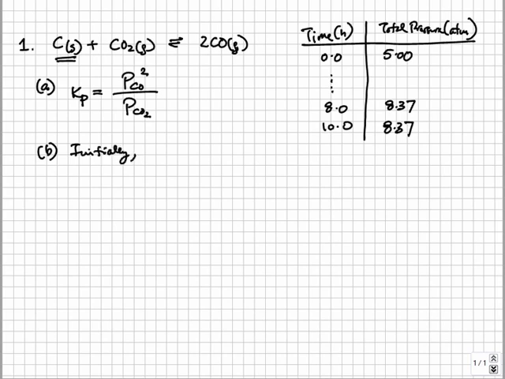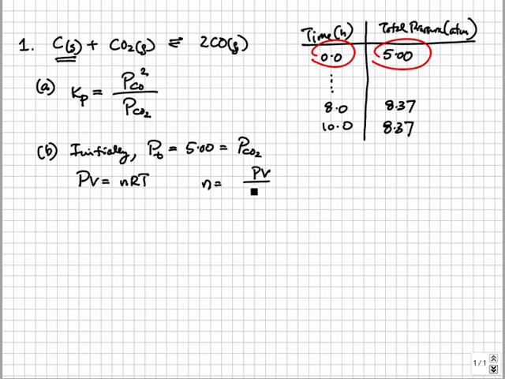B. At the beginning, before equilibrium is reached, the total pressure is 5.00 atmosphere. The problem says that there is only CO2 initially and some solid carbon, but no product. So the entire 5.00 atmosphere is CO2 gas. We use the ideal gas law, PV equals nRT. n equals PV divided by RT.